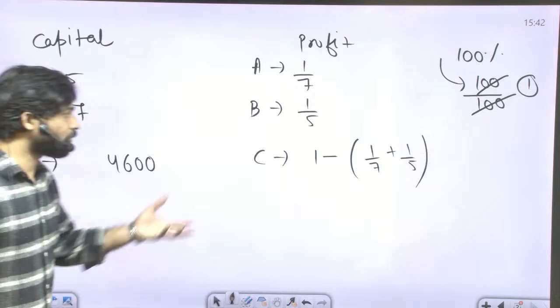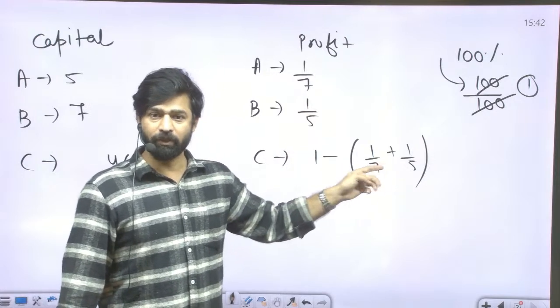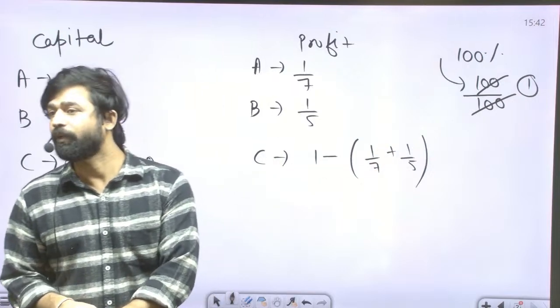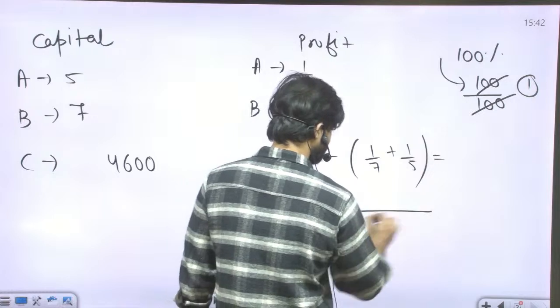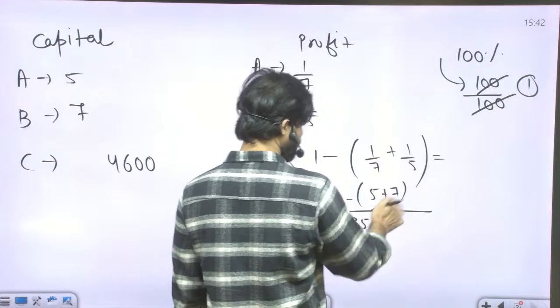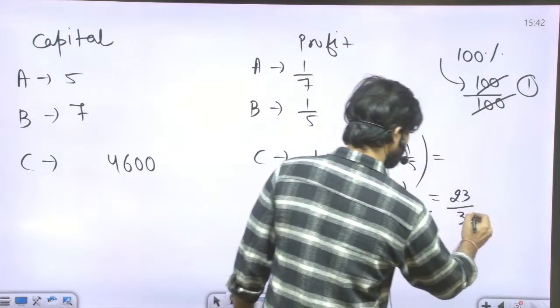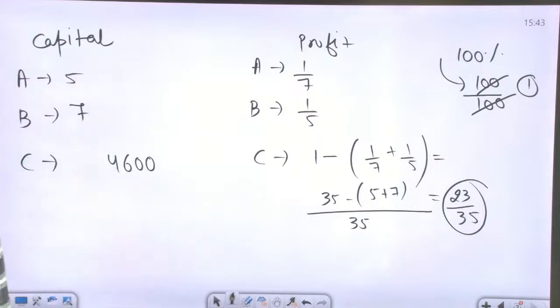So the initial profit, or the total profit, was 1 unit, and now they have taken their part 1/7 and 1/5. If we subtract this part from the whole, then we will get the profit share of C. So what will be the LCM? 35. 35 minus what? 5 plus 7. So this is 23/35. So this is the profit share of C. So out of 35, he will get what? 23 parts. Okay. Any problem in this?